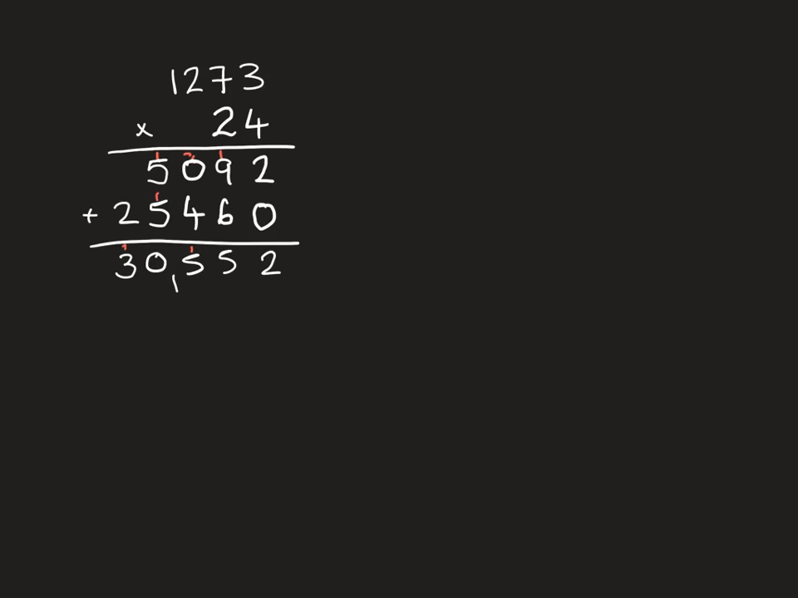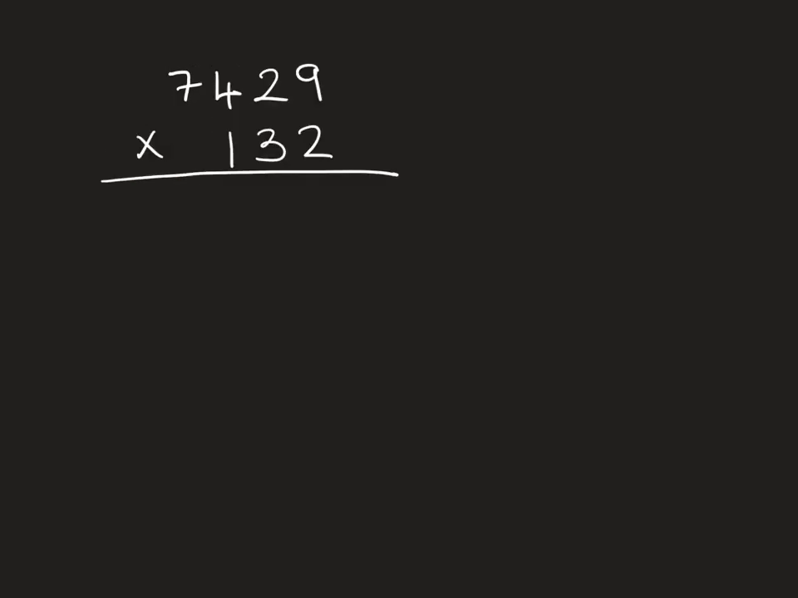So now let's look at another example. So this time I've got 7,429 times 132. So it's using the same principles of before. So first of all, we are going to do 2 times 9, which is 18. Carrying my 1 across. 2 times 2 is 4. Add the 1 is 5. 2 times 4 is 8. And 2 times 7 is 14.